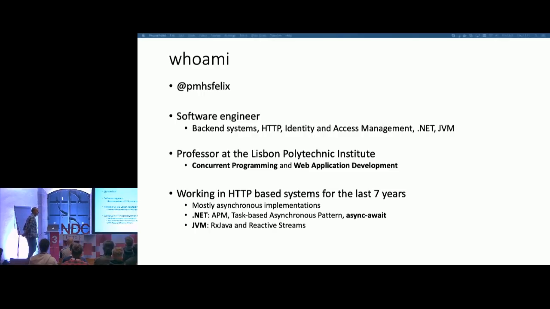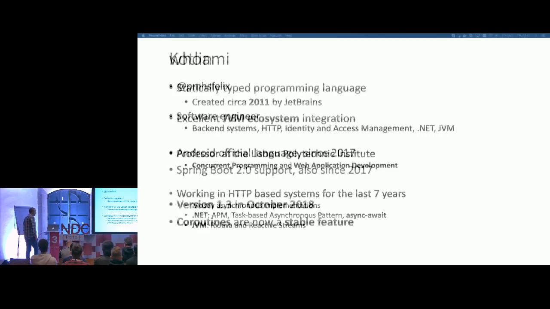And for the last 7 years, I've been working on server-side HTTP systems that one way or the other have some sort of asynchrony. So I've worked with old models for asynchrony on .NET. I've worked with async-await. I've worked with JVM, with futures, with RxJava, with reactive streams, and also with Kotlin. So my presentation here is going to be a little bit biased for the backend. That's where I have most experience.